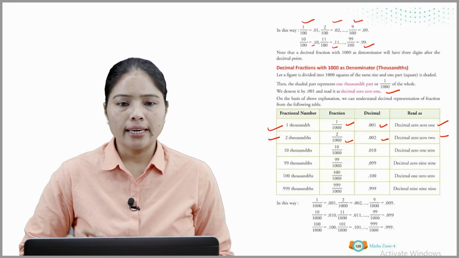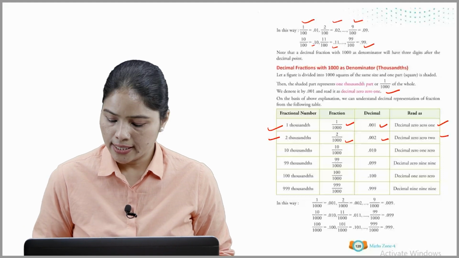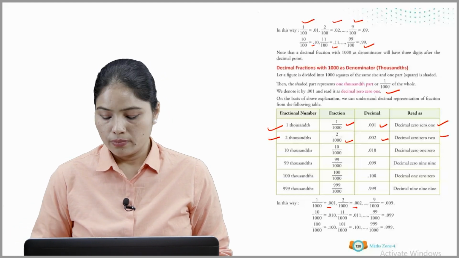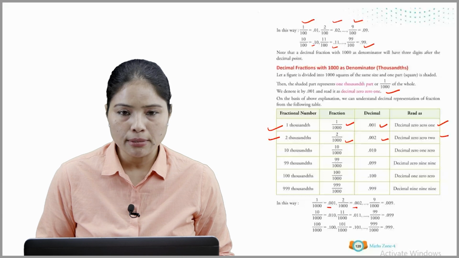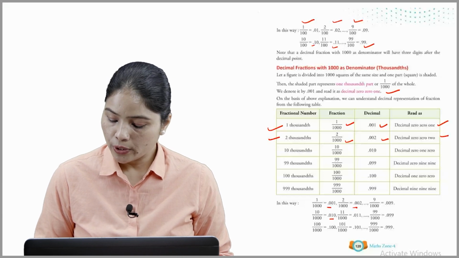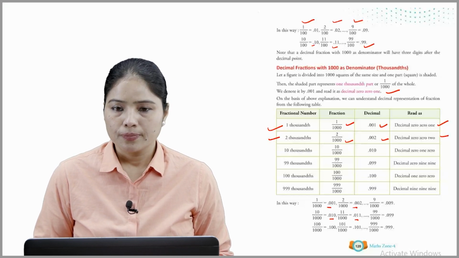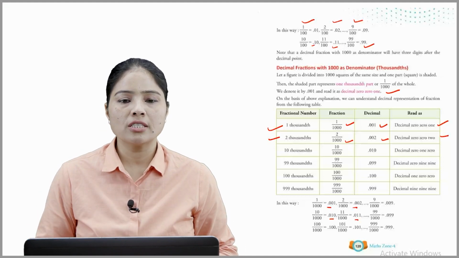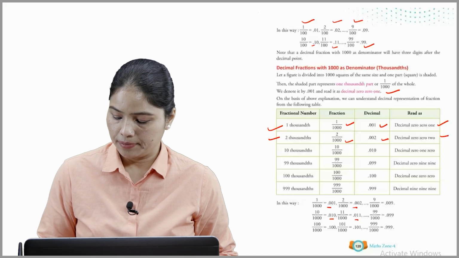Okay beta? In this way 1/1000 is decimal 001, 2/1000 हो गया decimal 002 and so on. 10/1000 हो गया decimal 010, 11/1000 हो गया decimal 011 and so on. Okay, so I hope you understood the concept. So now move on next beta.